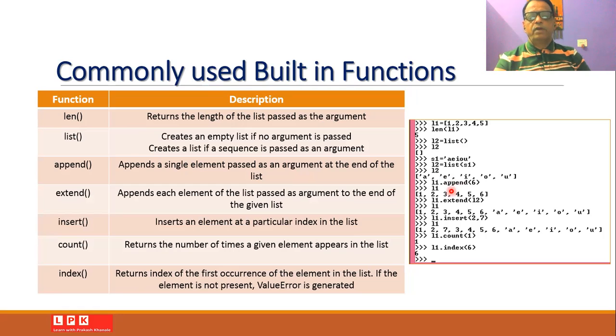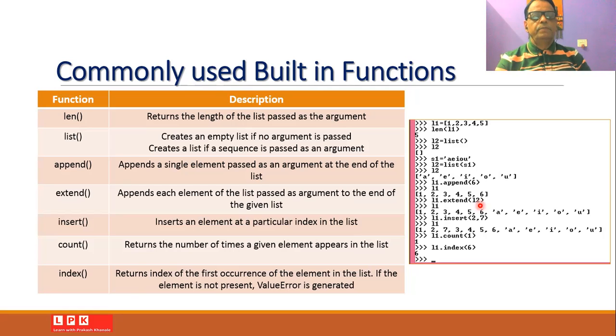For example, if I write L1.append(6), you will find that the element 6 will be added into the list L1. Similarly, you can make use of the extend function, which will append each element of the list given as an argument to the end of the given list. So L1.extend(L2), and you will find that the elements that are in L2 will be added into the list L1.